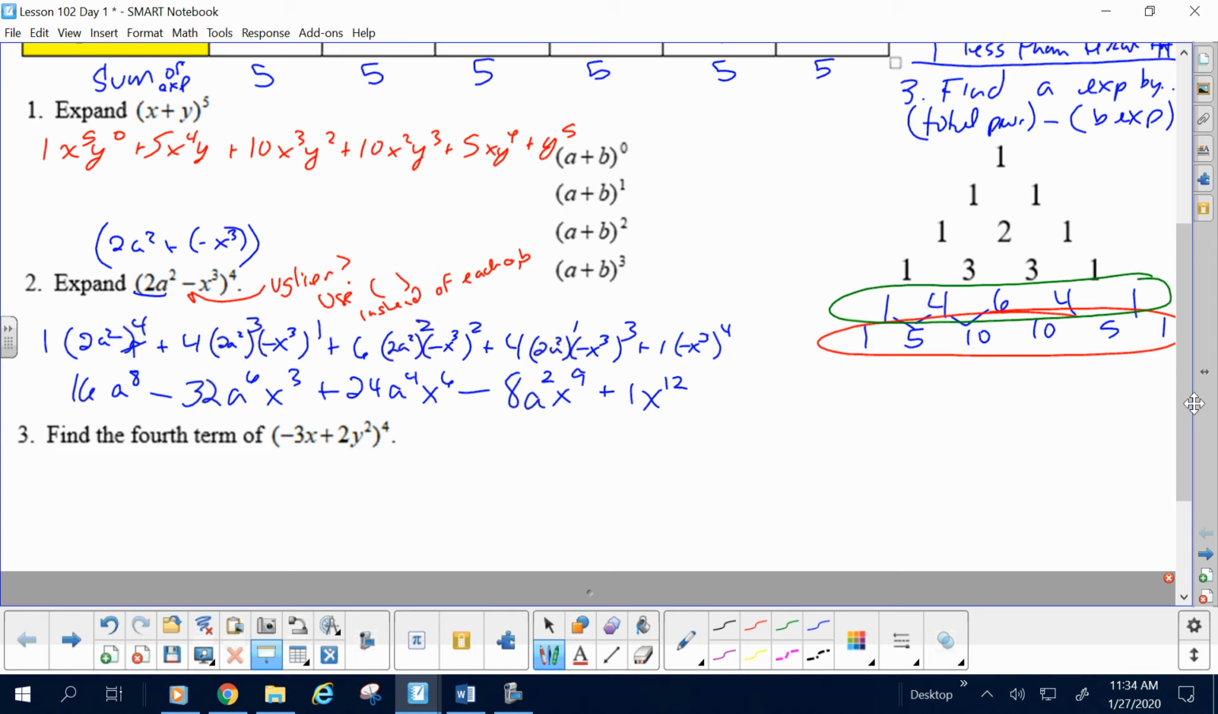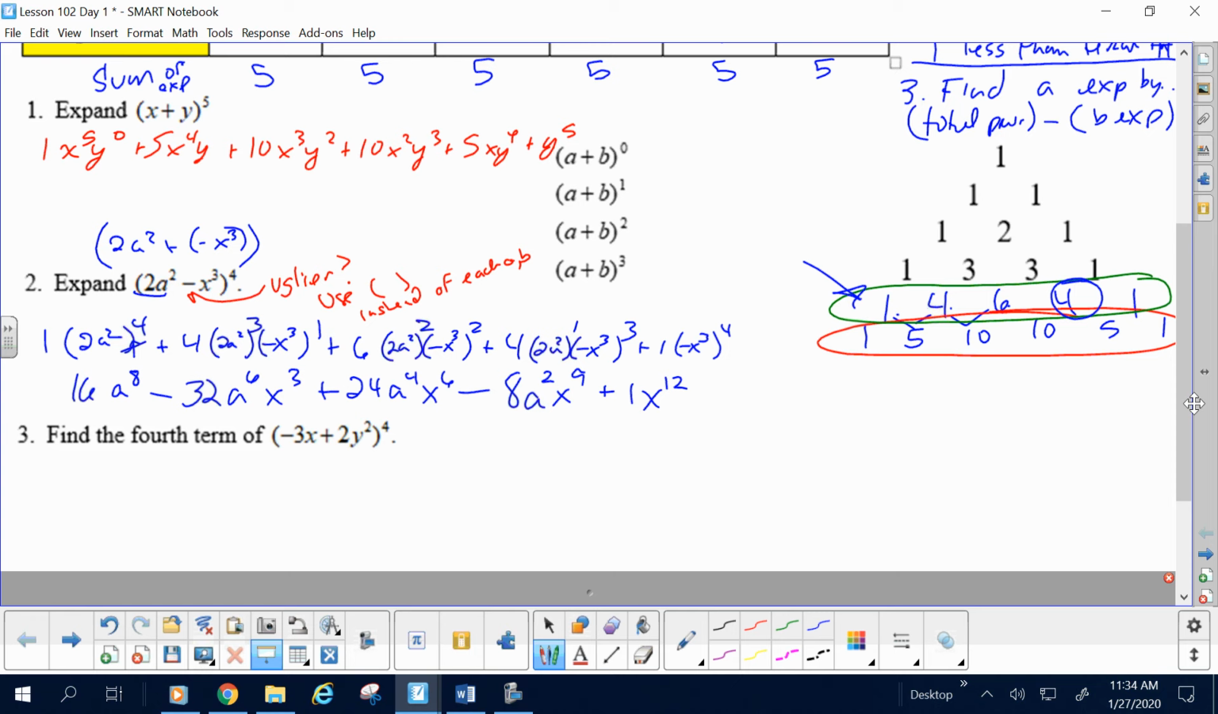Fourth term. Now we're going to use that idea. First of all, let's do the coefficients. For the fourth term in a plus b to the 4th, what's the fourth term's coefficient? 4. Do you agree this is the row we're going to look at? 1, 2, 3rd, 4th term is there.